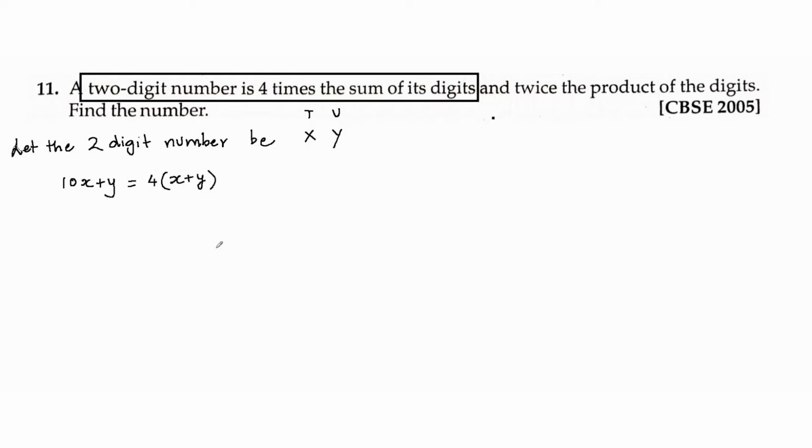So I can add x plus y, and this part, 10x plus y, is the value of the number, right? Whereas x plus y is the sum of the digits.